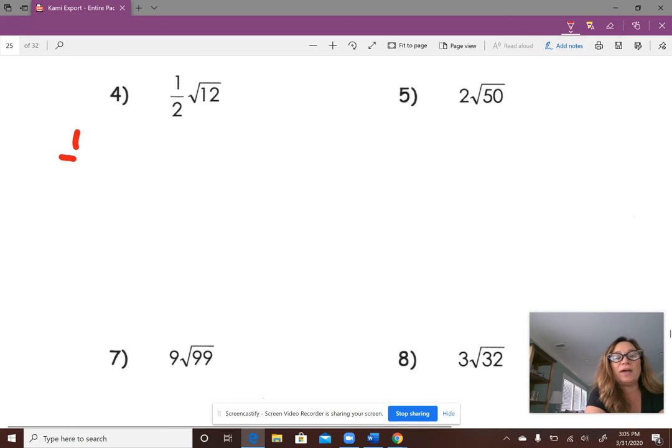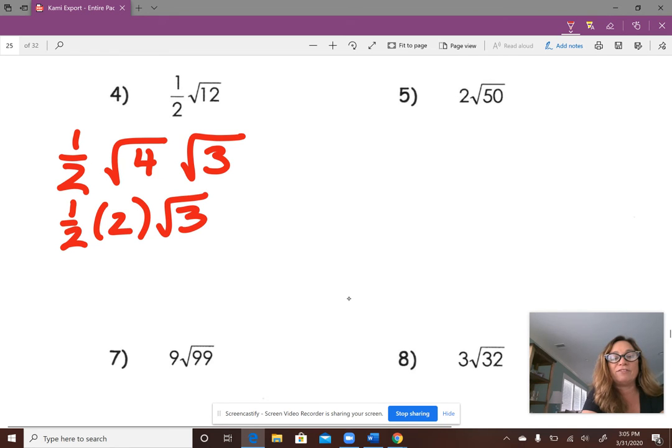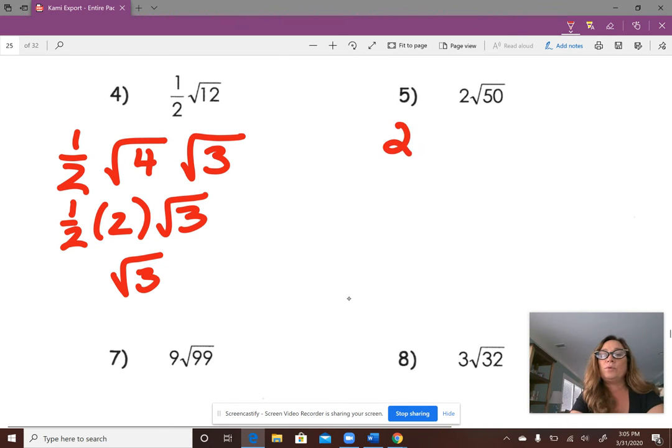All right, so I have a half, and I'm going to break 12 into 4 and 3. Now remember, you're always looking for a perfect square. So yes, I totally agree with you, 6 and 2 does multiply to become 12, but 6 doesn't help, 2 doesn't help, so 4. 4 is a helper. Gotta like that 4. All right, so you got half times 2 times radical 3. Half of 2 is 1, so put the 1, don't put the 1, it doesn't matter. Okay? All right, the 2 radical 50.